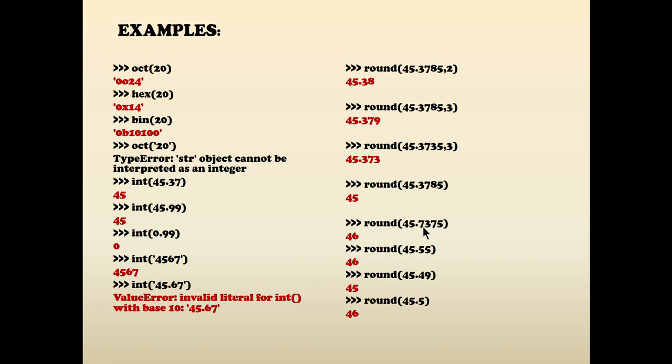45.7375. Here it is more than 5, so the rounded value is 46. Again the same example, 45.55, the answer is 46. 45.49, here it is less than 5, so it will give you the result as 45 only. So round of 45.5 is 46. Is that clear?